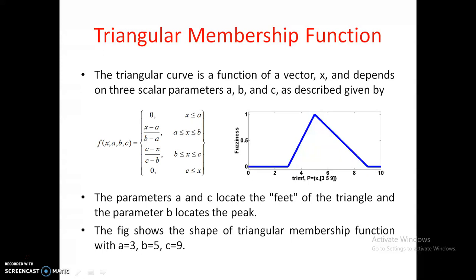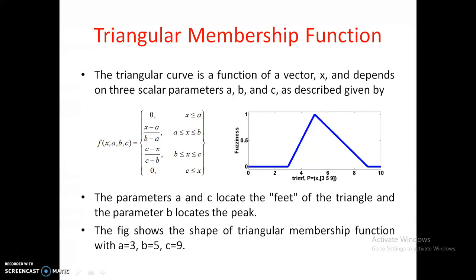You can read the formula here: f of x; a, b, c, where f of x is the function and it depends upon a, b and c. I want to clarify everything in the triangular membership function so that we can go on to see all the other membership functions. Here a is 3, b is 5 and c is 9, and let us see how it works. If x is less than or equal to a, that means 3, the value should be 0.